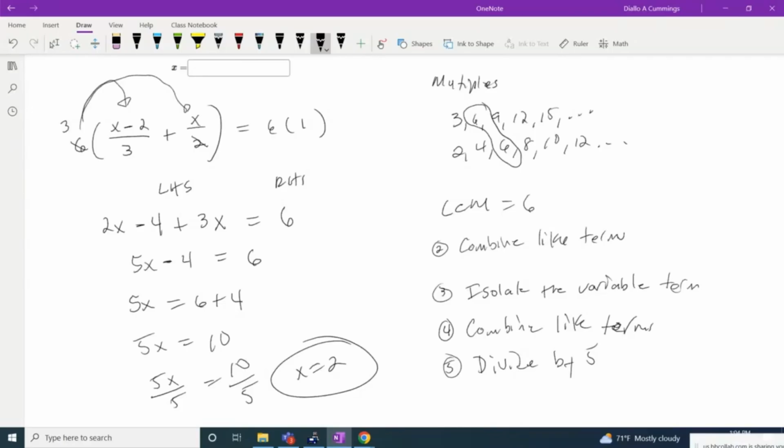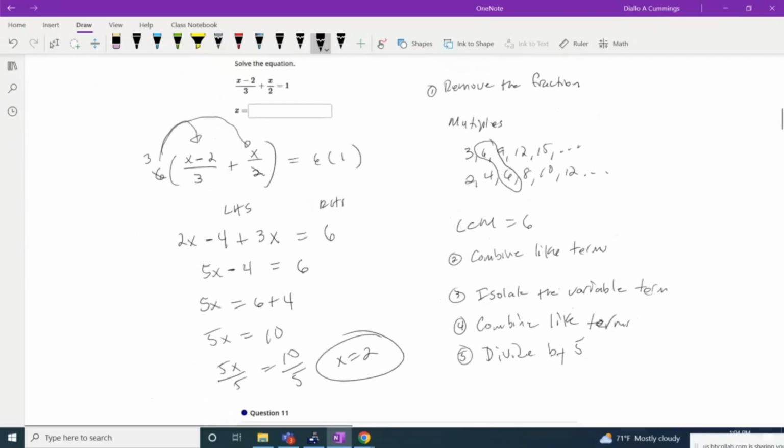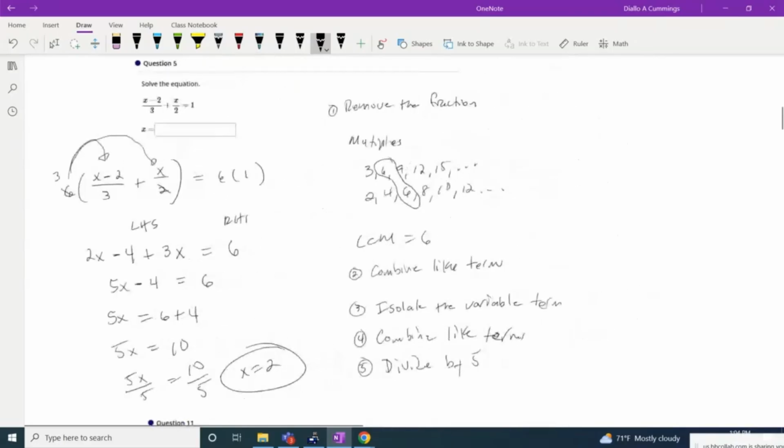All right, so for that problem, we had a fraction. So your first line of action should be to just get rid of the fraction.